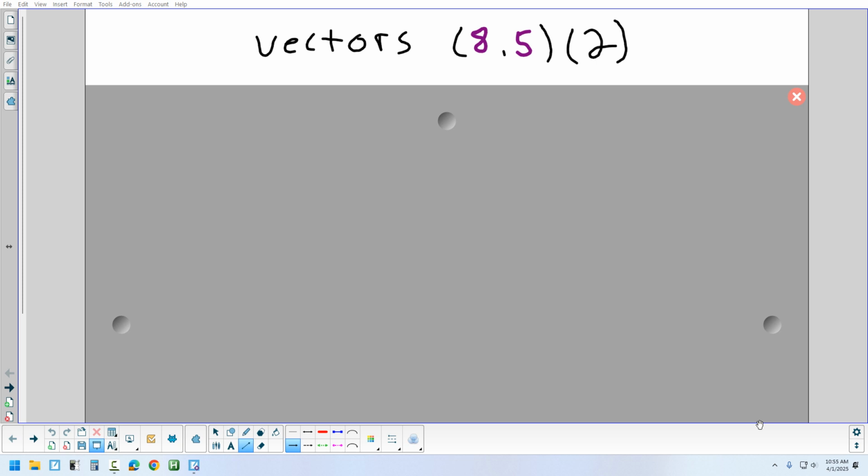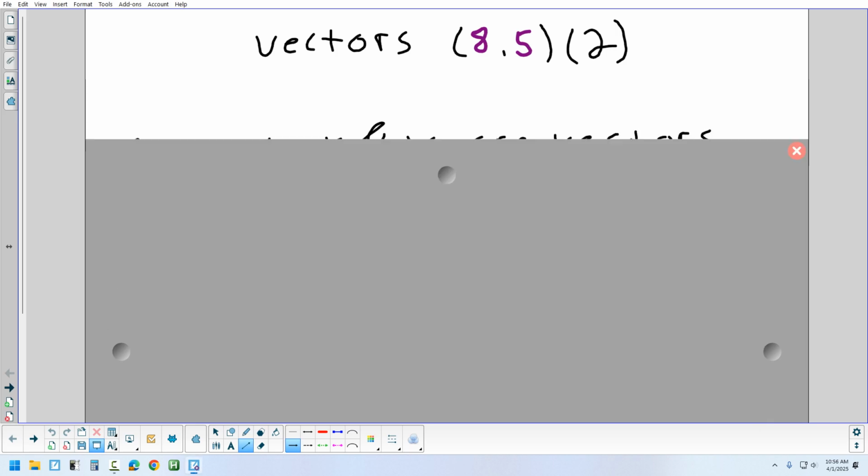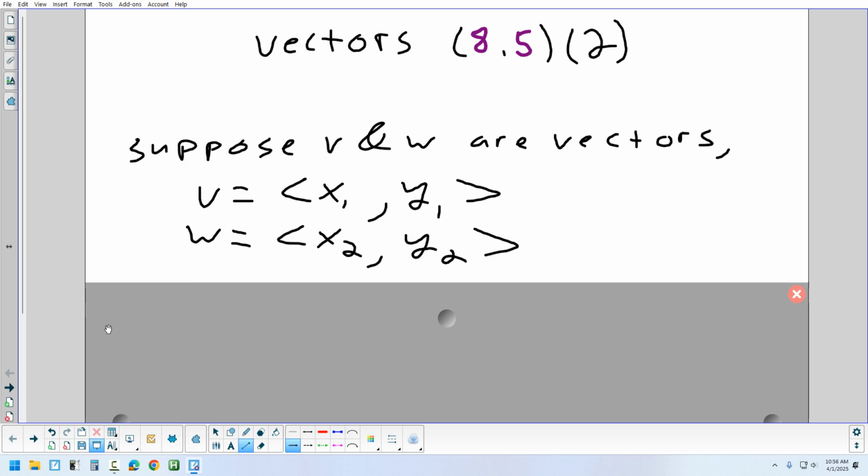We're going to take a look at 8.5 Part 2. In this section, we're mostly going to focus on doing operations with vectors without sketching them. The only sketches that we'll probably do is if it relates to a word problem. All right, so let's suppose that we had two different vectors.